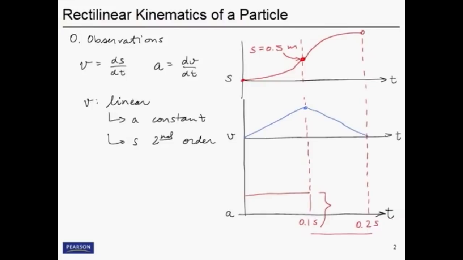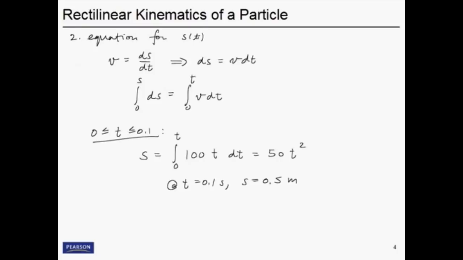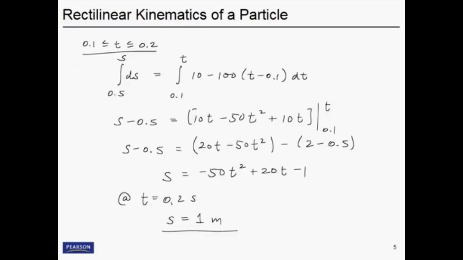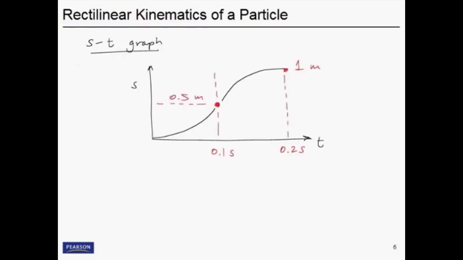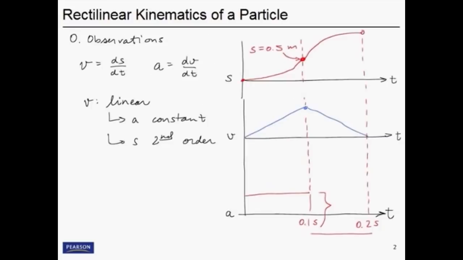Then we went through and used some mathematics to go ahead and define the v curve, integrate to find the s curve, which we did here, and then differentiate to find the a curve, which we did here, and we found out that our intuition back here in step 0 was indeed correct, and we had a second order position curve, a linear velocity curve, and then a constant acceleration curve.